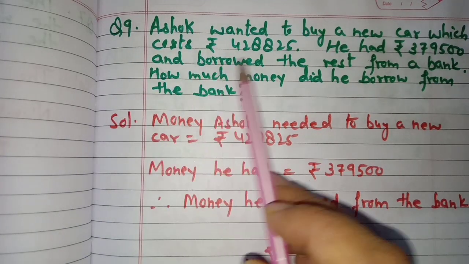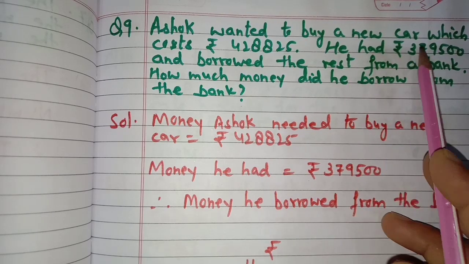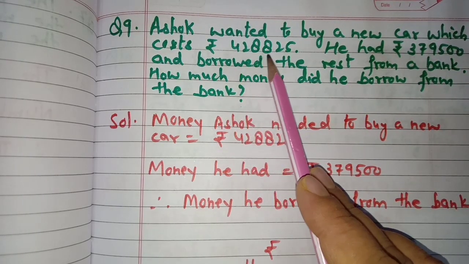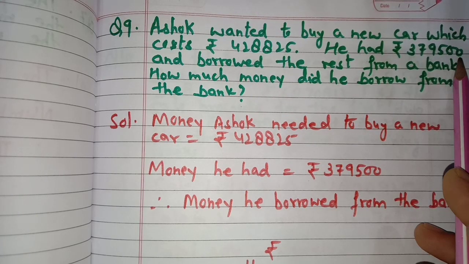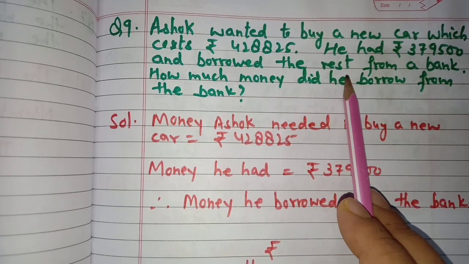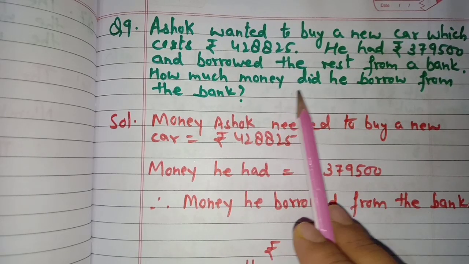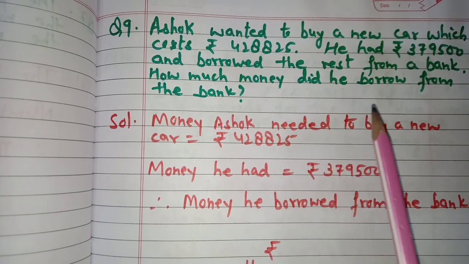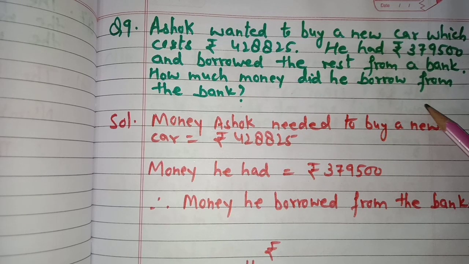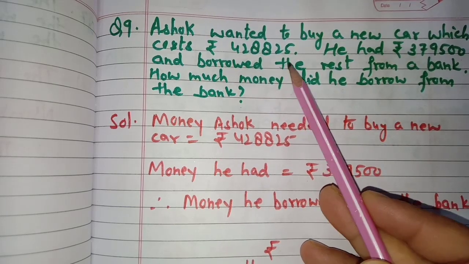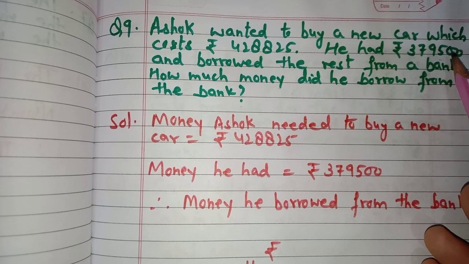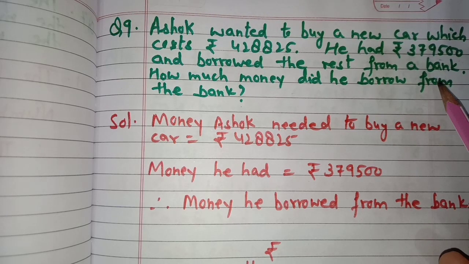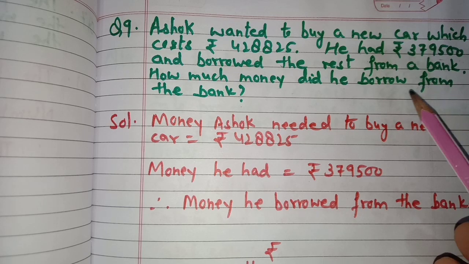Question number 9. Ashok wanted to buy a car which costs rupees 4,28,825. He had rupees 3,79,500 and borrowed the rest from a bank. How much money did he borrow from the bank? Now Ashok wanted to buy a new car and the cost of the new car is this much, but the money he had with him is only this much, so he needs to borrow some amount from the bank, and we need to just find out how much amount he borrowed from the bank.